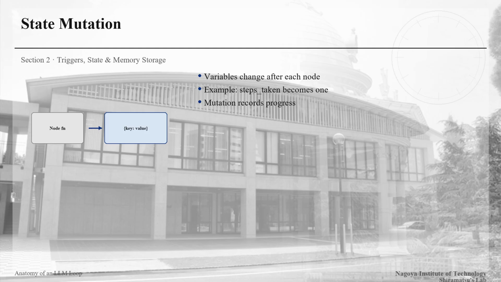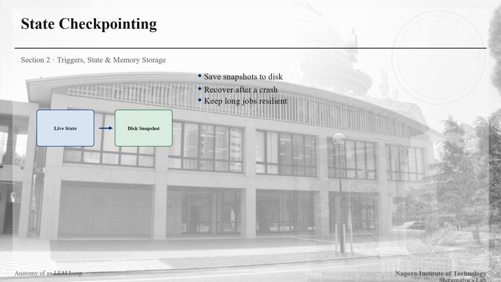State mutates as work completes. For example, steps taken can increment from 0 to 1 after the first node. Checkpointing saves state snapshots, so a loop can recover if a server crashes.